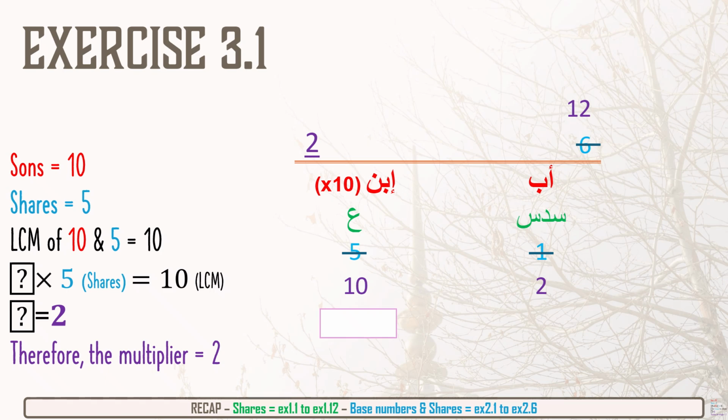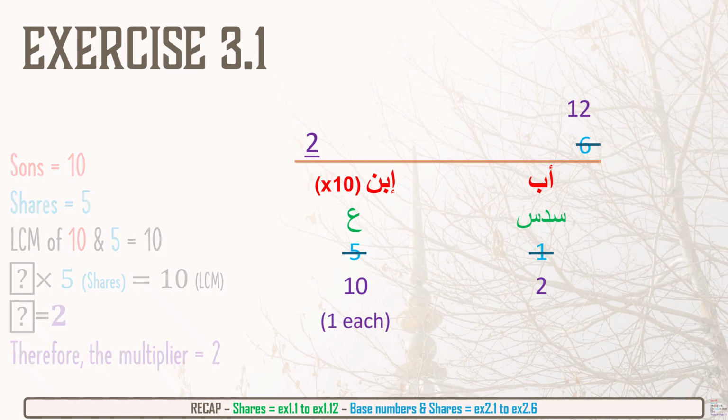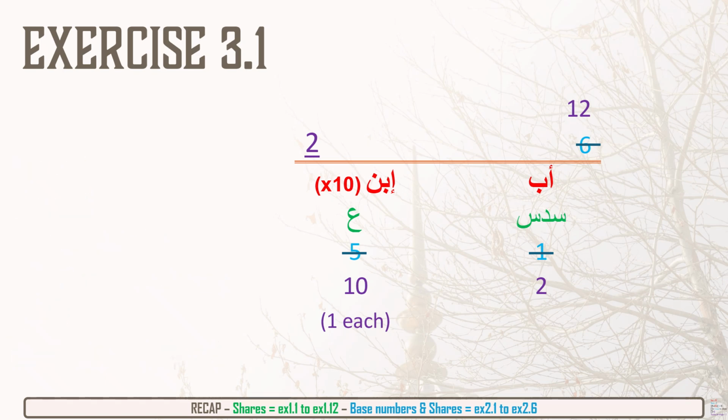So now we've got 10 shares and 10 sons. You can write that they get 1 each. So in summary, the base number will be 12. The father will get 2 shares. The 10 sons will get the remaining 10 shares, and they will get 1 each.